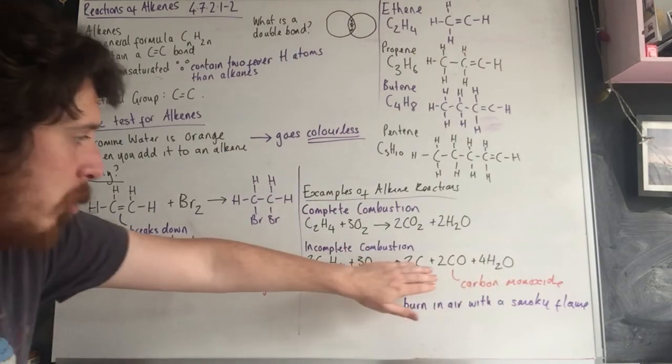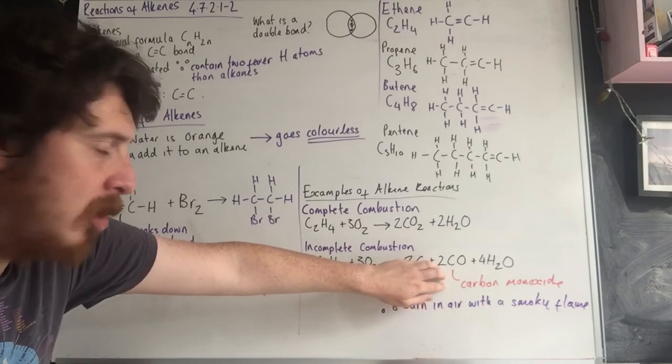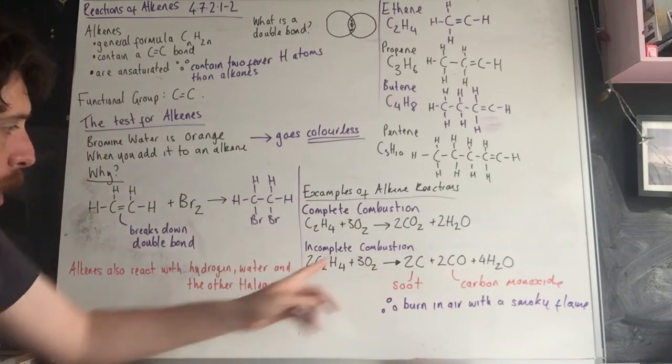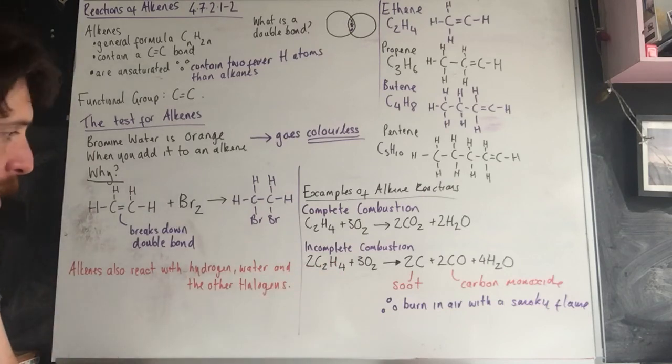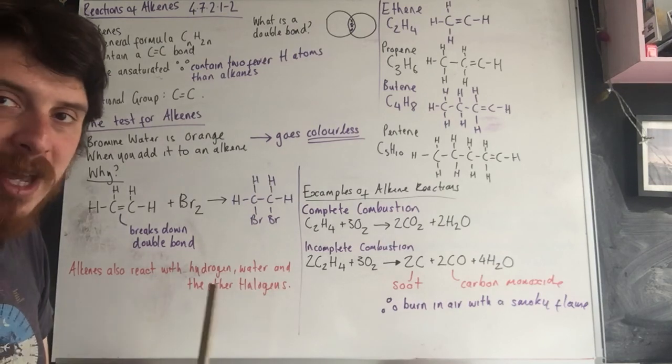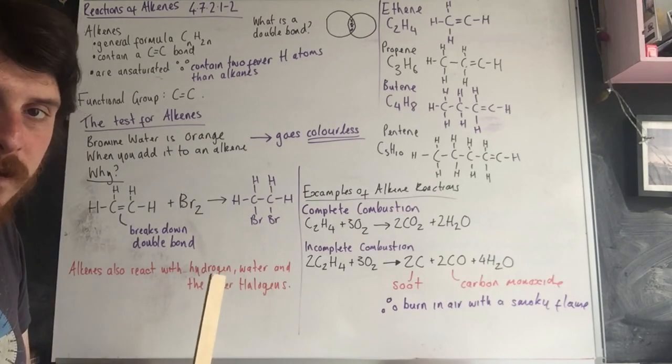This is why you end up with a carbon monoxide alarm on your gas boilers, because if you've got incomplete combustion, in other words not enough oxygen, then it starts producing carbon monoxide, which is dangerous. The giveaway sign that you are doing incomplete combustion is when it burns in the air, you get a smoky flame instead of a crisp, clear flame.